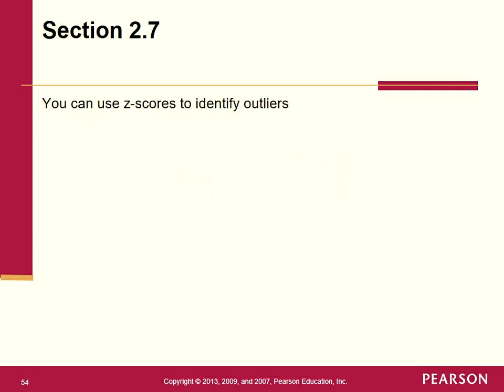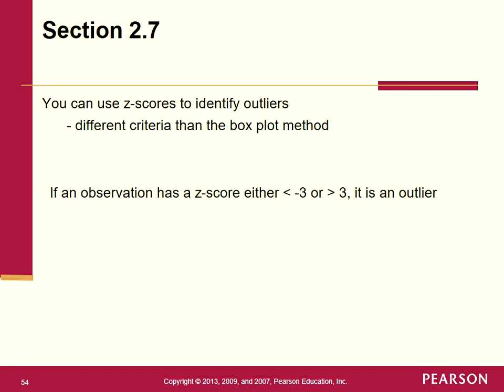All right, one last thing, and then we'll end section 2.7: you can use z-scores to identify outliers. There's more than one way to identify outliers. We saw one way with box plots. We have another way using z-scores. It's real simple. If an observation has a z-score either less than -3 or greater than +3, it is an outlier. Once you start getting more than 3 standard deviations from the mean, the z-score method says that's an outlier.